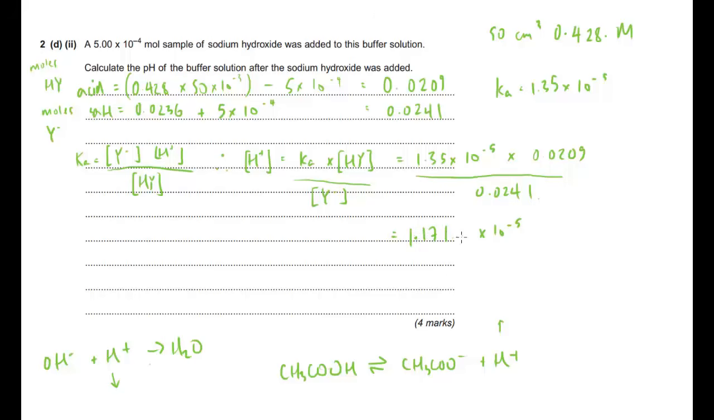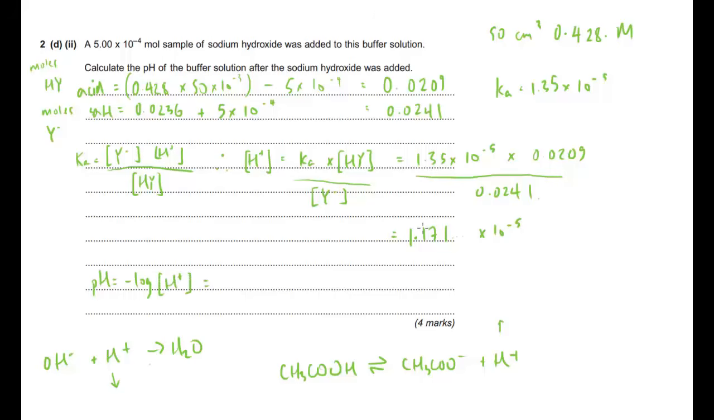So 1.171. What I would do is use the memory function on your calculator and save that entire number. When you've got that answer, all you've got to do is press the log button and then equals, and it will throw out your answer. So pH, of course, equals minus log of H plus.